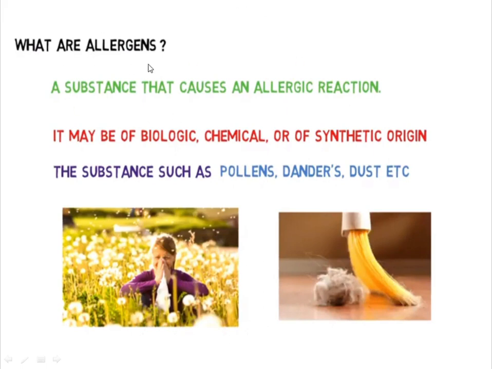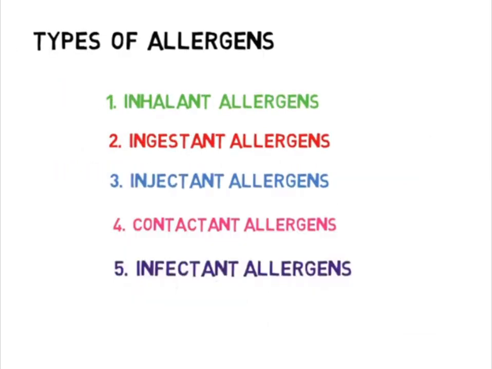The origin of these allergens can be biological, chemical or synthetic. Substances such as pollen grains, danders, mites and fungi come under allergens. Next we will see the classification of allergens. There are different types of allergens: inhalant allergens, ingestant allergens, injectant allergens, contactant allergens and infectant allergens.